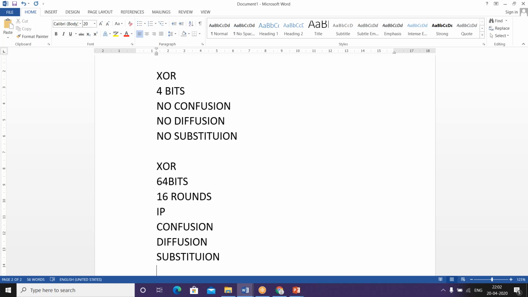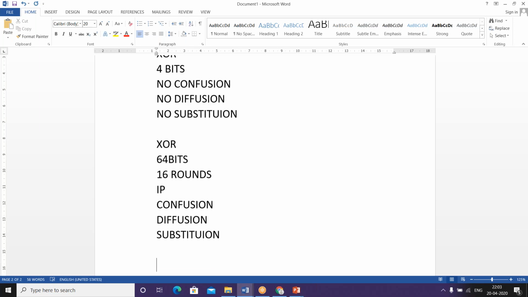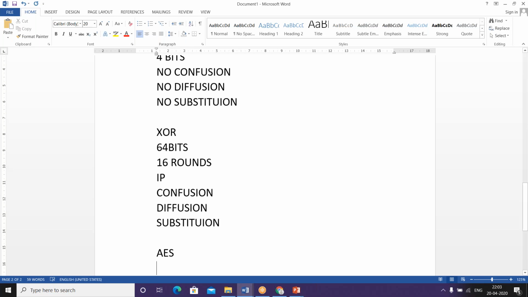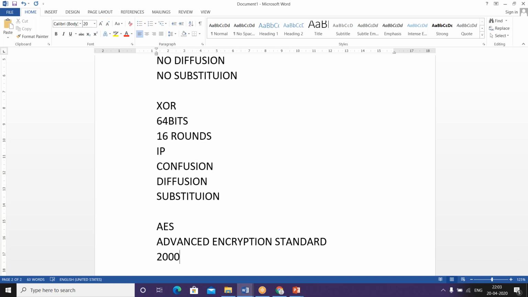So by 2000, NASA felt DES is no more secure. So they wanted to have a new set of algorithms. They invited algorithms from all around the world. They selected one algorithm called AES. AES is Advanced Encryption Standard. So from 2002 till date, this algorithm is not broken.